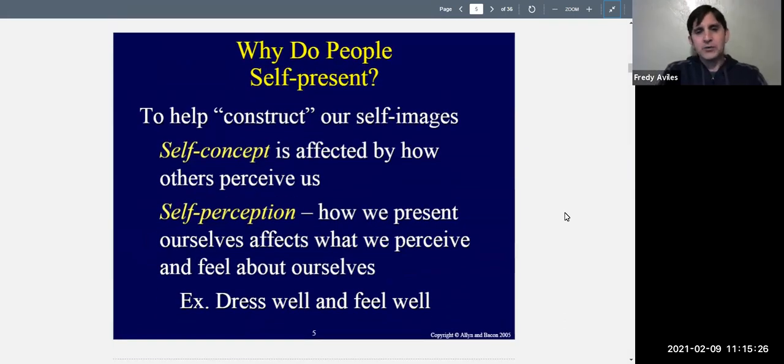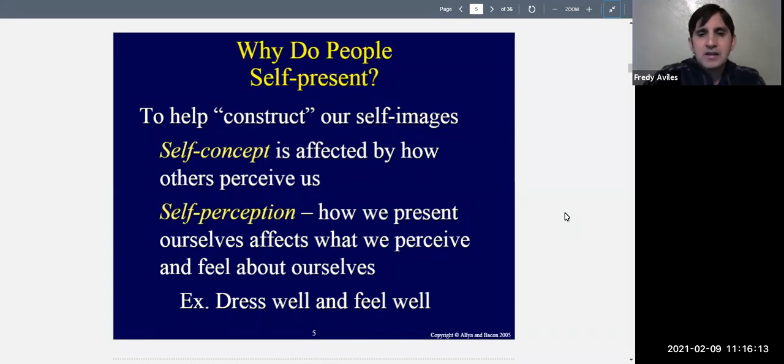Why do people self-present? Other reasons: to help construct their self-images. We also self-present because it affects what we think about ourselves. Remember, our self-concept, right, is basically an idea of who we are. So our self-concept, who we think we are, is affected by how others perceive us. If people perceive us to be incompetent, mean, rude, whatever it is, that affects what we think of ourselves. So we present ourselves to people in a certain way so they'll think nice things about us, and so we can continue to think nice things about ourselves. And of course, that will also affect our self-esteem.